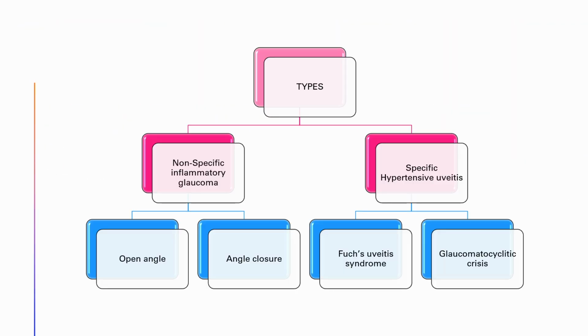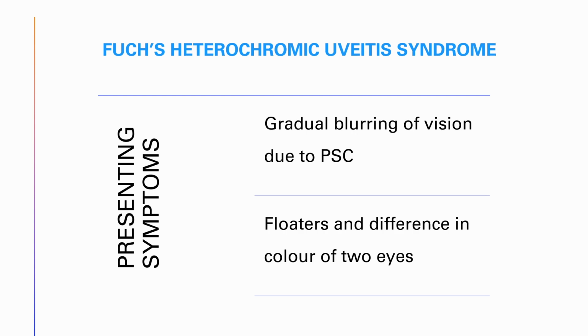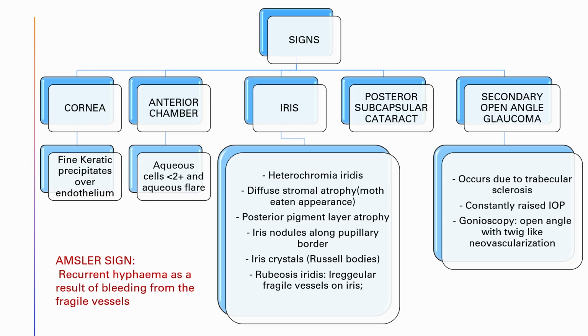Coming to specific hypertensive uveitis, first we'll study about Fuchs uveitis syndrome. It is also known as Fuchs heterochromic uveitis syndrome. The presenting symptoms are gradual blurring of vision due to posterior subcapsular cataract, floaters, and difference in colors of two eyes. So the signs are very important.